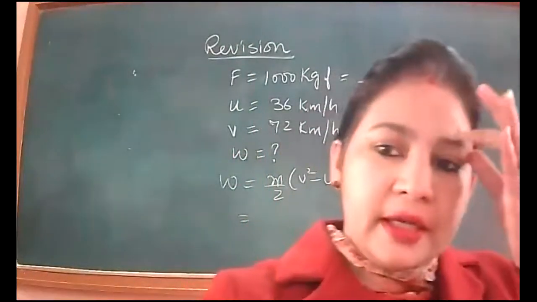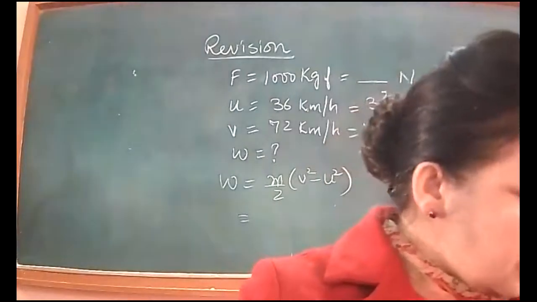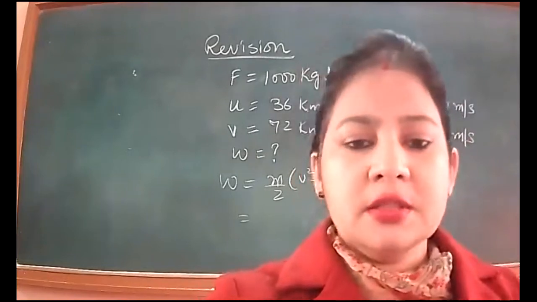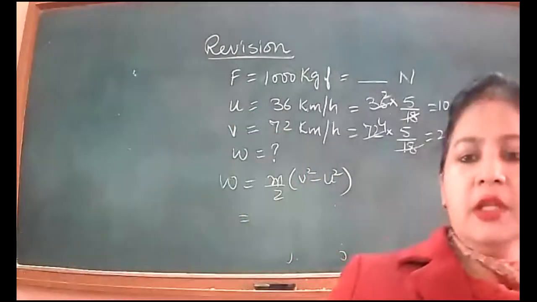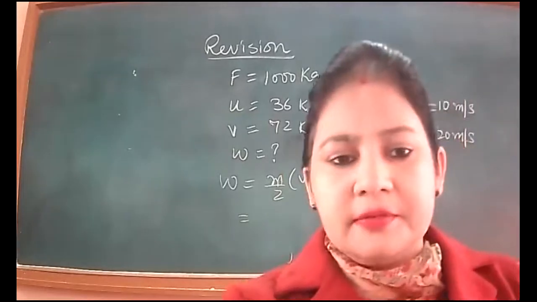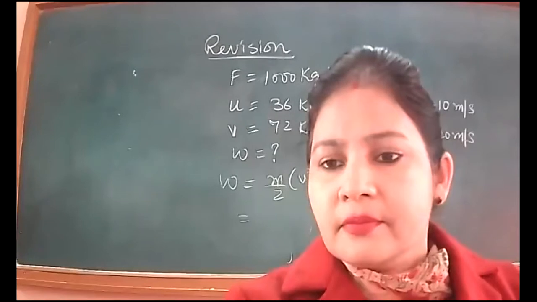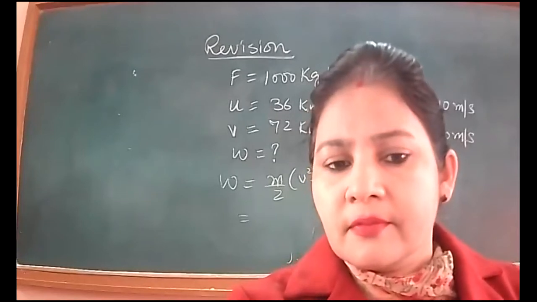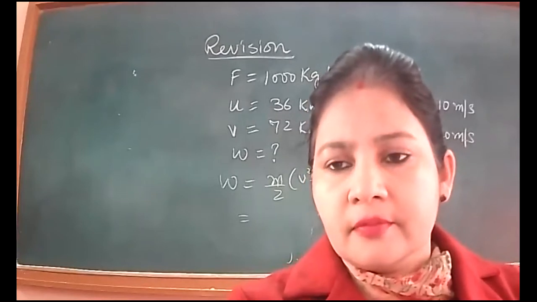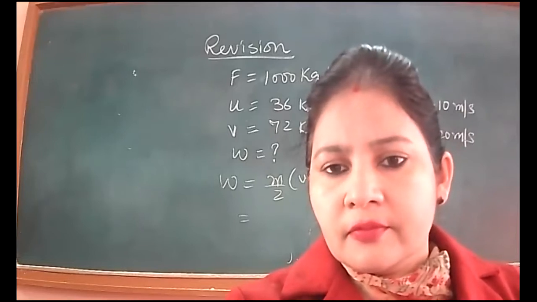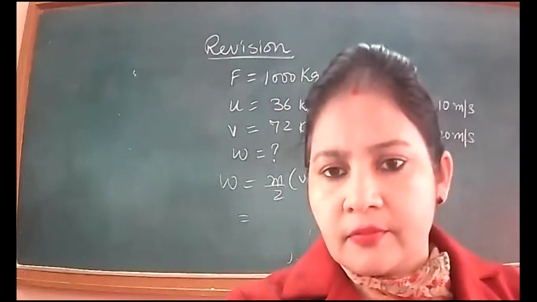Anyone who has found the answer can share it by that time. How much answer is coming? If anyone has solved, can share. Ma'am, I have done it now. Okay, what is the answer? The answer is 150 into 10 raised to power 3 joule, that is 150 kilojoule. Okay, let's see.